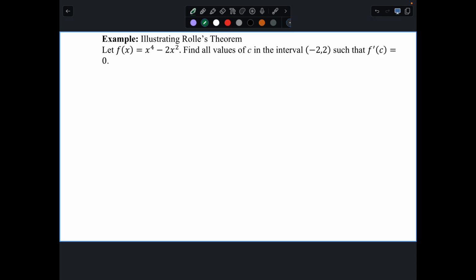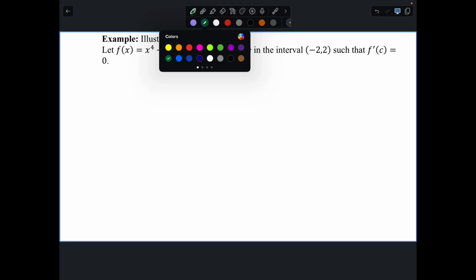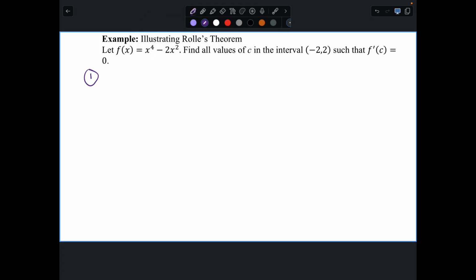Okay, so kind of a similar question, right? So let this polynomial function, f of x, be equal to x to the fourth minus 2x squared, and we're finding all the values of c in the interval from -2 to 2 such that f prime of c is equal to 0. So we're going to go a little bit further than what this question is asking. And we are first going to justify the existence of c with Rolle's theorem, not mean value theorem. And then we are going to find c.